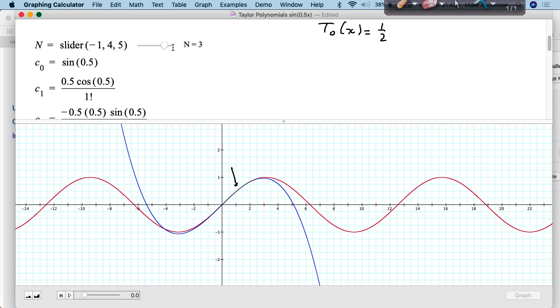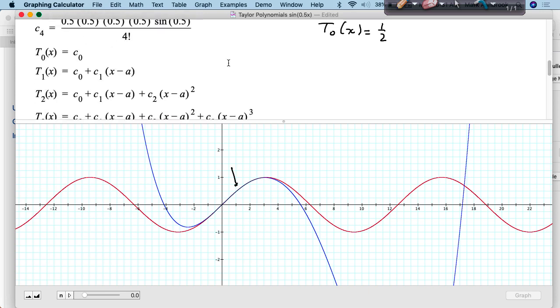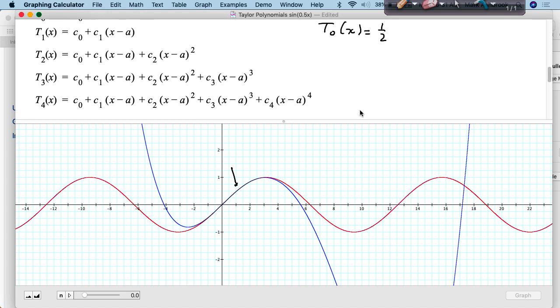Okay, last one. This is the one that we wrote out. This is the fourth degree polynomial. It gets the fourth derivative right, the third, the second, the first derivative, and the function value right. And so the more derivatives you get right, the wider the interval it does a good job approximating around the center.